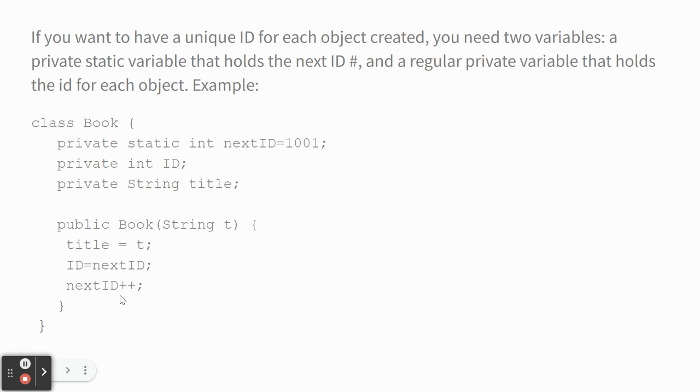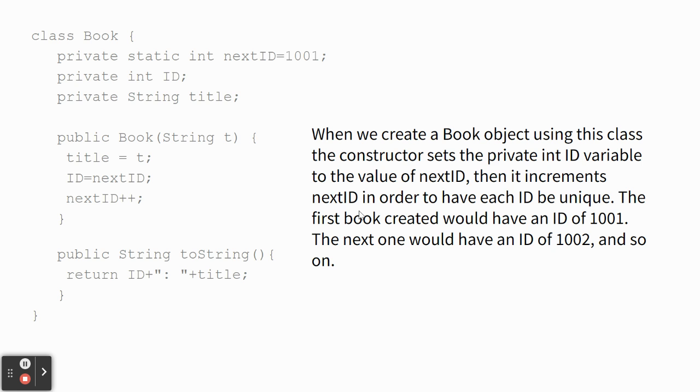But then it's important to change nextID. Otherwise, they would all have the same ID. It would be just as pointless as having them all have the same ID. So anyway, if you did this, the first book would be 1001, second one would be 1002, third 1003, and so on. I like to name the static variable something clear, like nextID rather than just ID, because then you'll be confused. You're like, well, which ID are we talking about? So this just says what I just said.